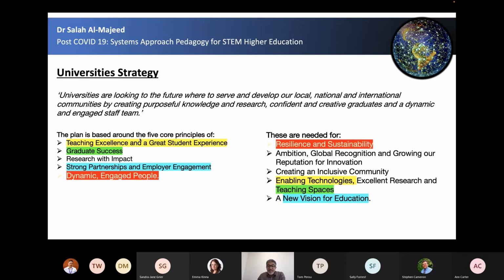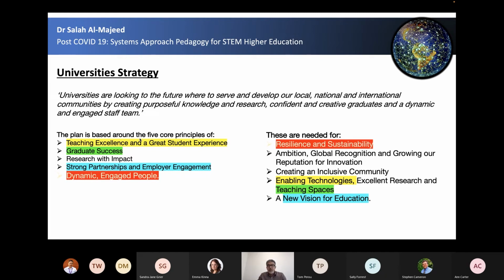You can see enabling technology is one of those needed to have teaching excellence and great students experience, and that's been reflected very strongly through that period of the pandemic. Teaching spaces, of course, I'm talking about spaces not only a classroom empty with the tables, but also from a STEM perspective, you talk about labs and different labs and hands-on and so on.